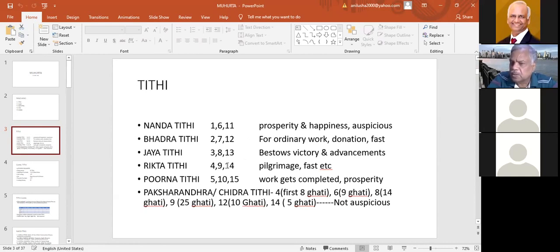Rikta, as the name indicates, Rikt means empty. So it is a useless Tithi, and we don't do any auspicious work on this Tithi. So this is suitable only for pilgrimage or keeping fast, etc. But we won't do any auspicious work during this Tithi. Then Purna Tithi. Purna means whatever work you do, that will get completed. Whatever work you start, that will get completed. So these are the Purna Tithi, 5, 10, and 15 Tithi. So they indicate work will get completed and indicate prosperity also. So we have divided.